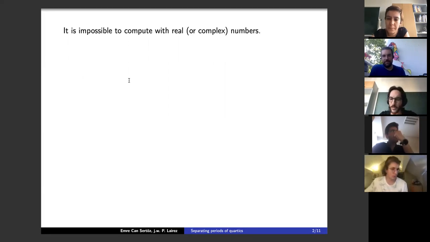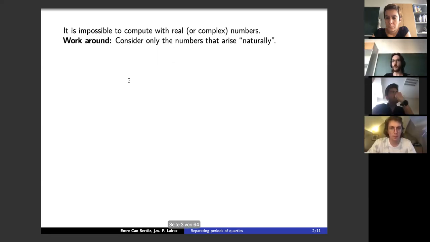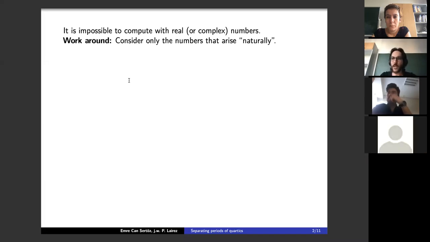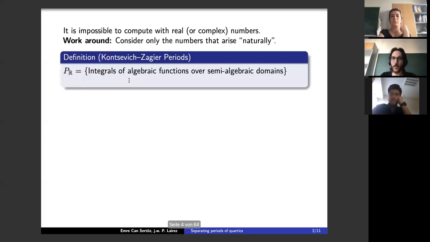Of course, we can say, well, perhaps only some of the real numbers are interesting anyway, and we should construct some countable subset of real numbers which captures all these interesting numbers. These interesting numbers should come from nature in some sense, maybe physical constants and constants arising from geometry. And Kontsevich and Zagier suggest that we consider what they call the set of periods, or the ring of periods.